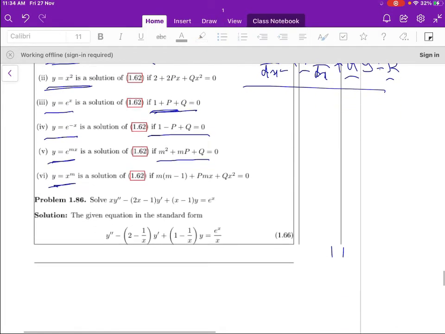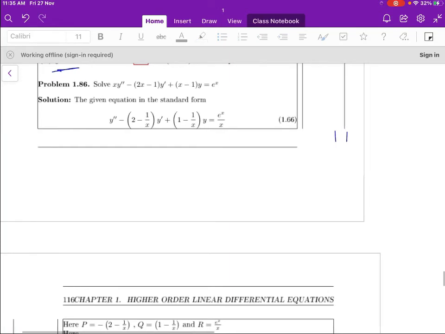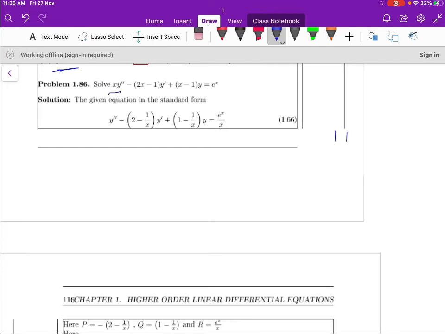Now let us move to the solution of the differential equation by the method of reduction of order. So easily we can understand the theory just through solving the problem. Let us consider the problem: x into y double dash minus 2x minus 1 into y dash plus x minus 1 into y is equal to e power x.